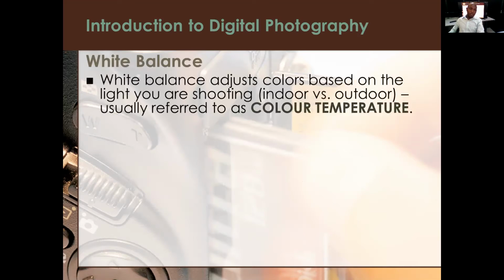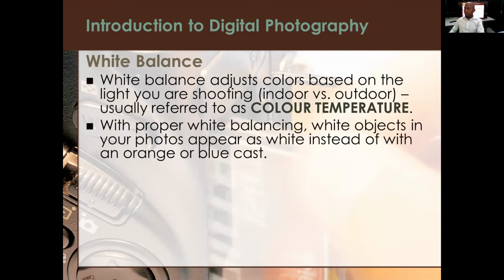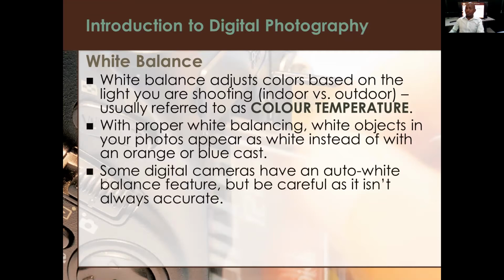Alright, so we begin with white balance. White balance adjusts colors based on the light you are shooting in, whether indoors or outdoors, usually referred to as the color temperature. With proper white balance, white objects in your photo appear as white instead of with an orange or blue cast. Some digital cameras have an auto white balance feature, but be careful as it isn't always accurate.